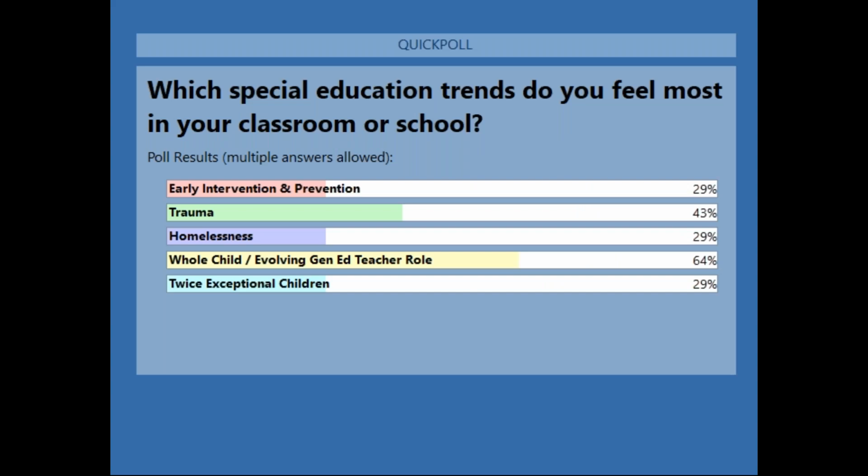The whole child and evolving gen ed teacher roles. I think that is just one of the biggest trends that we're having to address. It goes back to that concept, and there are a couple of blogs I've written about this. The districts are in such need for certified special ed teachers and, for that matter, certified teachers, that there are some corners being cut, and there are alternative routes that teachers are taking, and it's a real challenge, district-wide, school-wide, student-wide, teacher-wide.